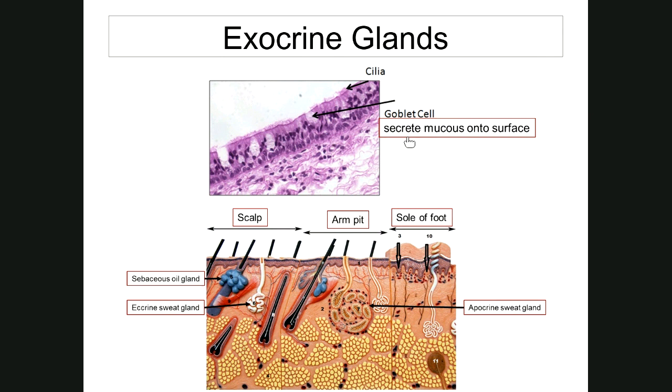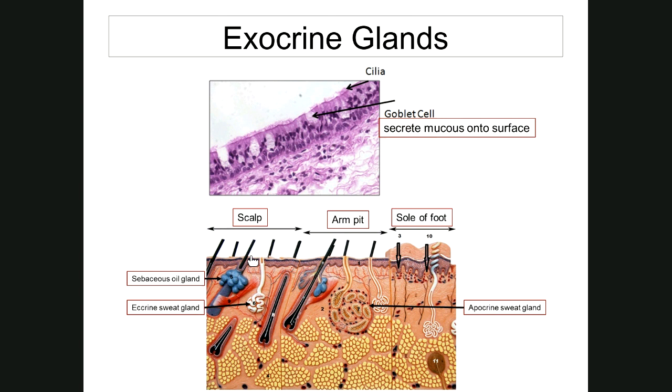Multicellular, many cell glands, intestinal, gastric, uterine, sudoriferous. Here's some sweat glands. Here's sebaceous oil gland here. It secretes a fluid called sebum. It's an oil. It coats your hair and it comes out over the surface of your skin too. So it conditions your hair as well as the surface of your scalp.